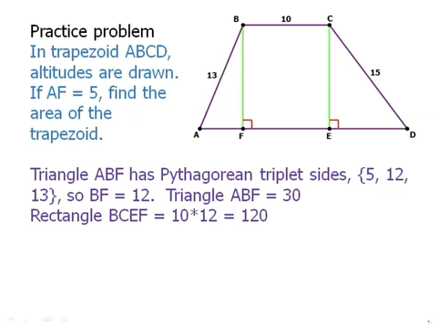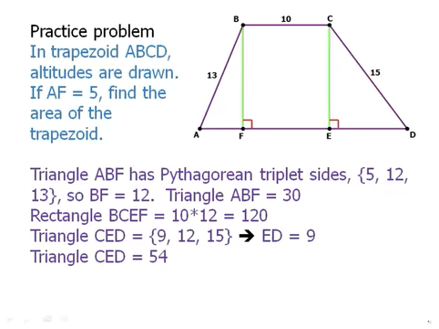We can also find the area of the rectangle. 10 times 12 is 120. Now that triangle on the right, triangle CED, has a leg of 12 and a hypotenuse of 15. Well, of course, that's a 3, 4, 5 triangle multiplied by 3, so that's going to be 9, 12, 15. And then the area, 1/2 times 9 times 12, well, that's 9 times 6, which is 54. So the whole area is going to be triangle plus rectangle plus triangle, 30 plus 120 plus 54, and that equals 204.